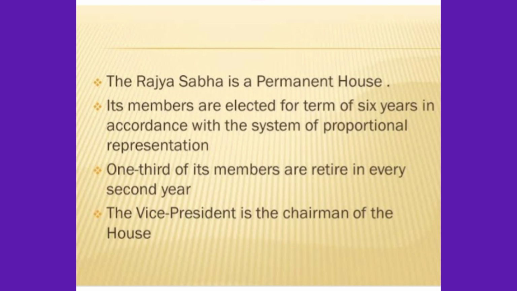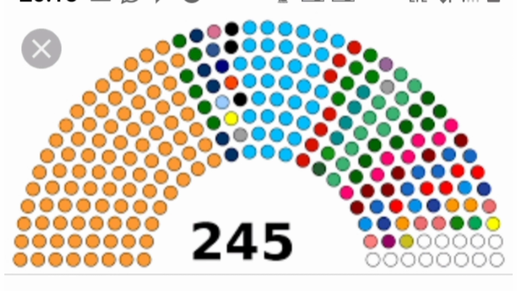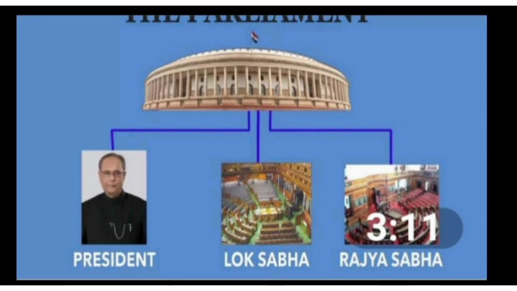Some member or the other is always there in the Rajya Sabha. Now, the Rajya Sabha can have 250 members. They cannot be more than 250. At present, the Rajya Sabha has got 245 members. Now, in the Rajya Sabha, the President can nominate 12 members. Nominate means he can choose 12 members. He can appoint 12 members.